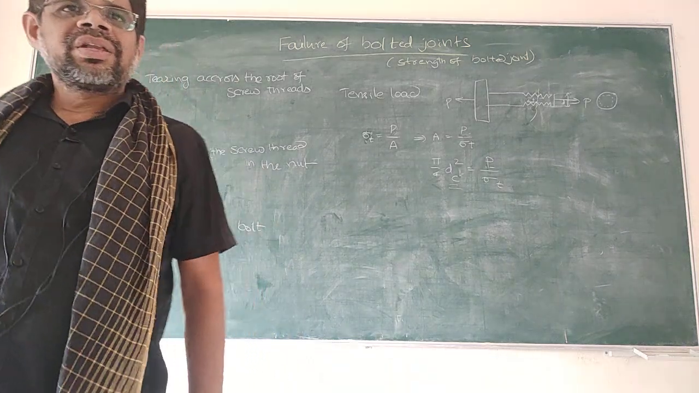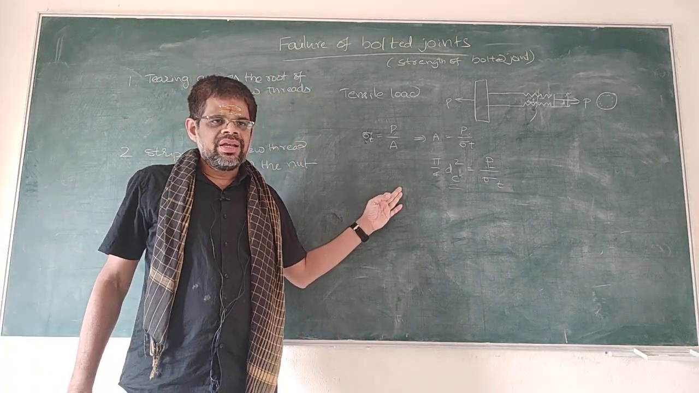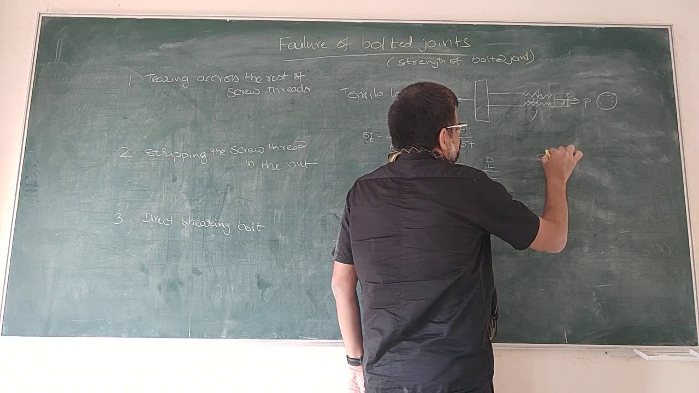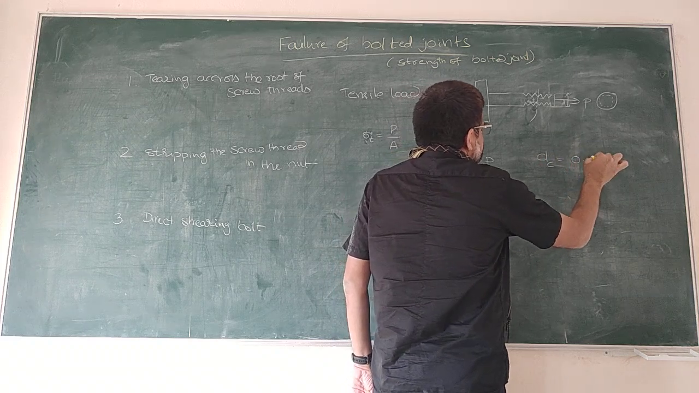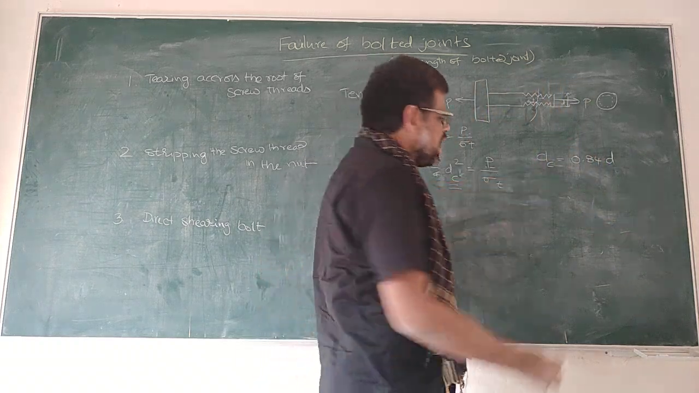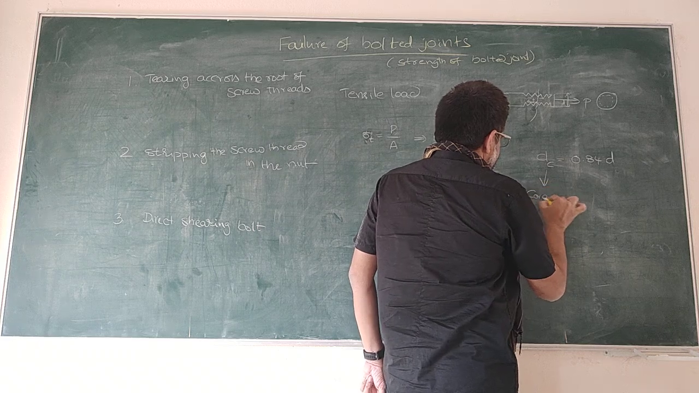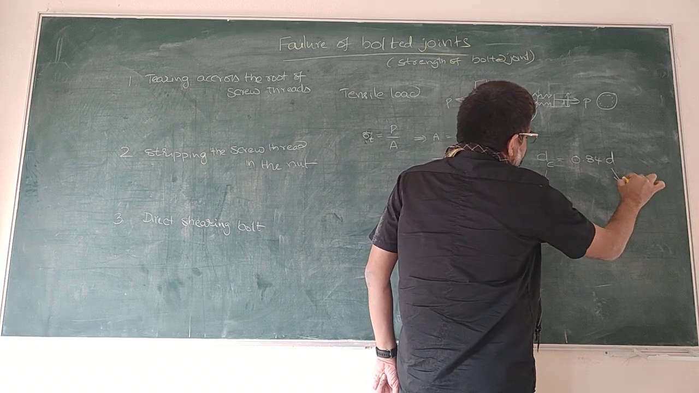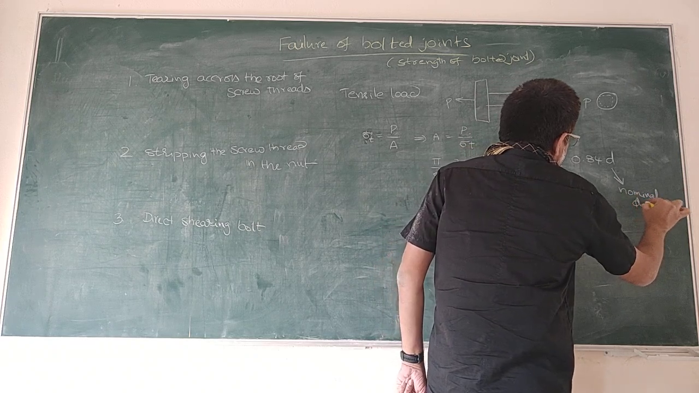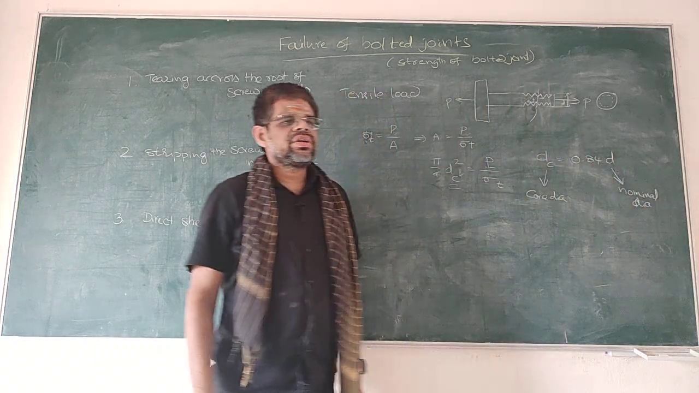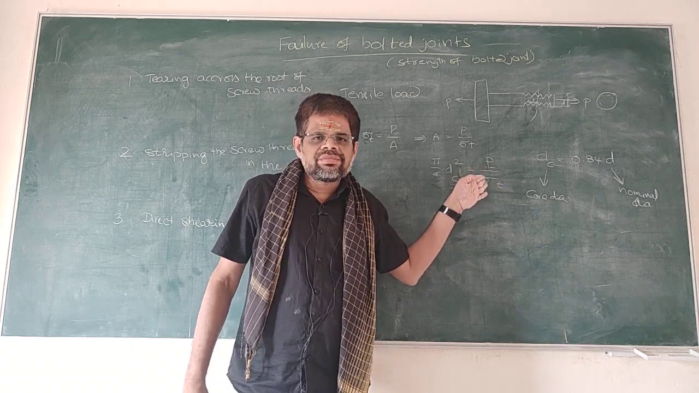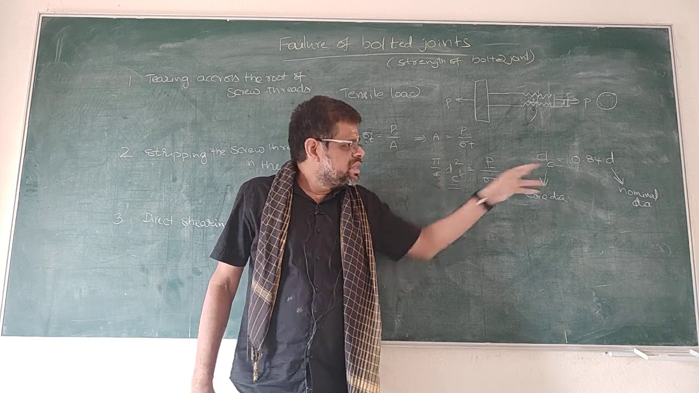Do you get the point? Once you get the core diameter, then you can find the nominal diameter also. We have this relation, DC is equal to 0.84 D, where DC is the core diameter and D is the nominal diameter or major diameter. This relation is generally used to calculate the core diameter or the nominal diameter when the other is given. Is it clear? This is an empirical relation.